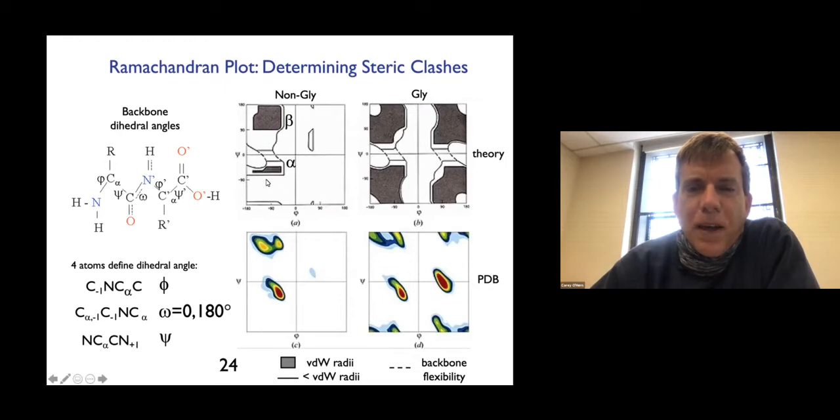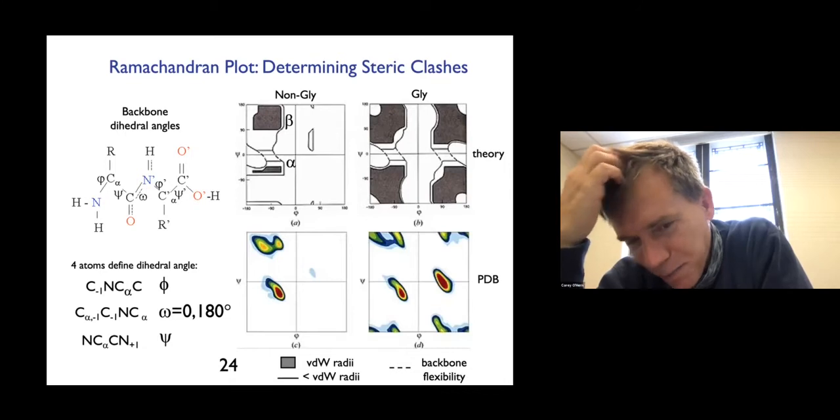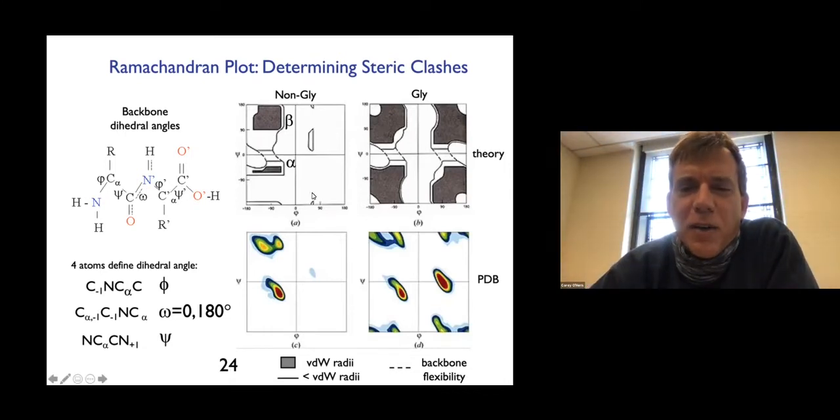And so the exterior region that's white, so for example, I'll pick one, 90° phi and -90° psi, that's in the white region. So that's a disallowed configuration. So all the white region is disallowed. Another one is -90° phi and -90° psi. That's in the exterior white region. And so that's disallowed.